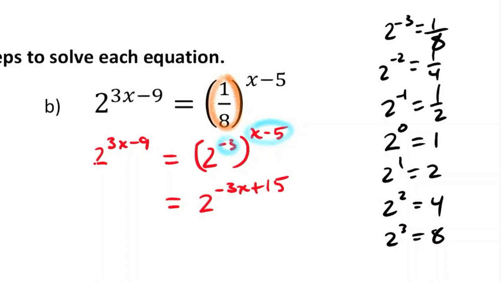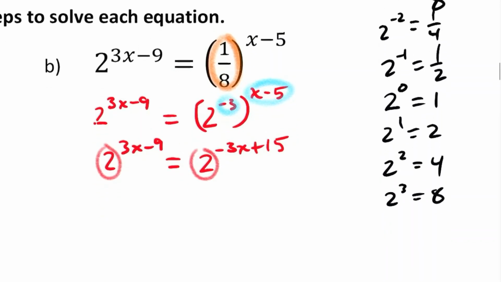So I distributed that negative 3 to both the x and the negative 5. On the other side, it's still 2 to the 3x minus 9. Now that my bases are exactly the same, these bases are both the number 2, I can just set my exponents equal. The only way these are ever truly going to be equal is if 3x minus 9, the exponent on the left, is the same as negative 3x plus 15.